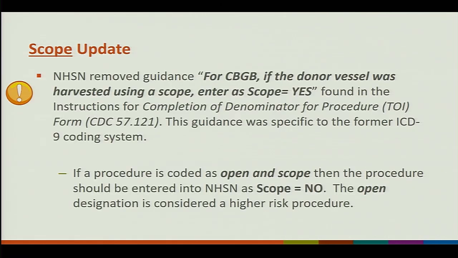I do want to mention that NHSN has removed the guidance that was formerly in the table of instructions for the denominator for procedure scope field. It read for CBGB, if the donor vessel was harvested using a scope, enter as scope equals yes. This guidance we have removed because this was really specific to the former ICD-9 coding system. So really, if a procedure is coded as an open and a scope, then the procedure should be entered into NHSN as scope equals no, because we feel that the open designation is considered a higher risk procedure.